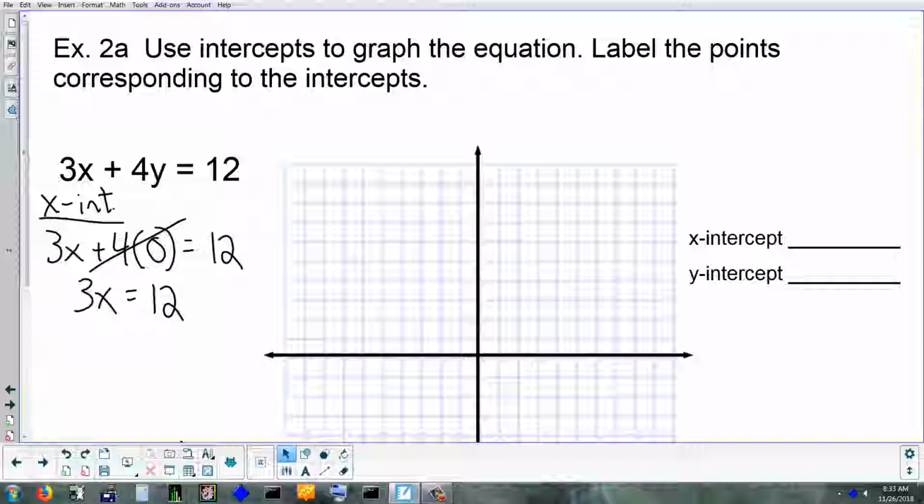What's the last thing I have to do, Dylan? What I have to do here to solve for x? This means 3 times x. So I'm going to get rid of it. Divide by 3. Good job, buddy. Divide by 3. X is going to equal what, Dylan?